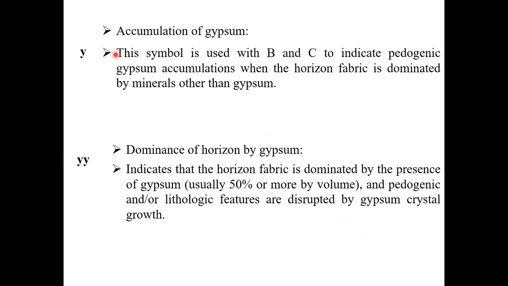So y, this y means By. Mostly you can say accumulation. This is also accumulation, but this accumulation is gypsum accumulation. Don't forget, if it's gypsum accumulation, you can see y. If it is a double y, it means the gypsum accumulation was too much, very high. That is called dominance by gypsum. It is accumulation, and it is dominance. See the difference: one y and double y. Mostly you can see B and C both indicate pedogenic gypsum accumulation. But here you can see more than 50%. If any particular layer is dominated by the horizon, it means 50% is dominated by the y.